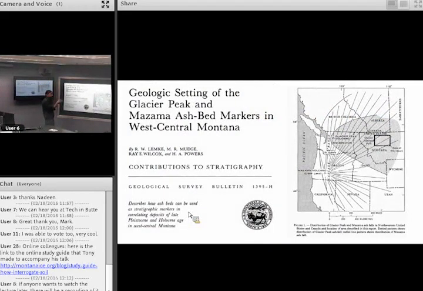And again, Glacier Peak washed over Montana. You'll see there are some discrepancies in this eastern border right here. And then here's the Mazama plume as well. So this is work from 1975, and this is what they did. They said, you know what? We can do major elements.